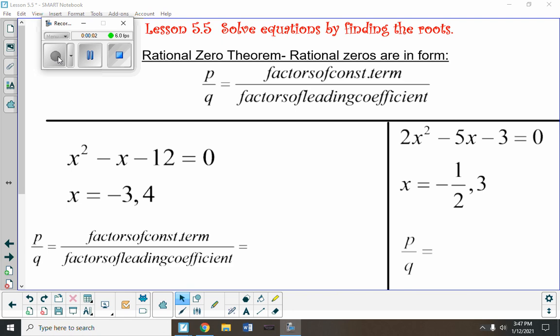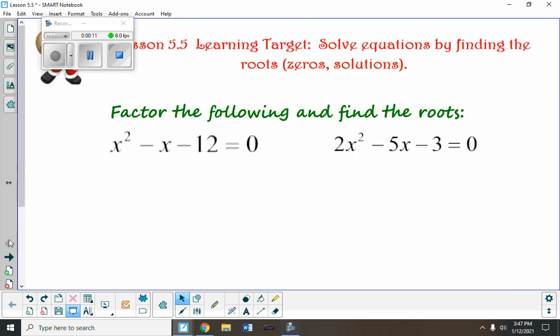Hi, this is lesson 5.5, and in this lesson we are going to be solving equations by finding the roots. I skipped a page here too. So, first of all, we want to talk about some equations that we have solved and found the roots for.